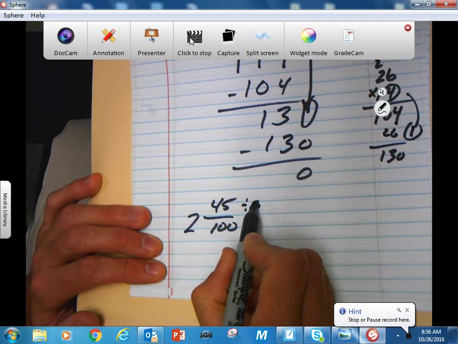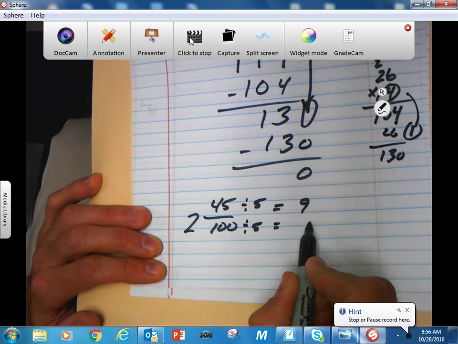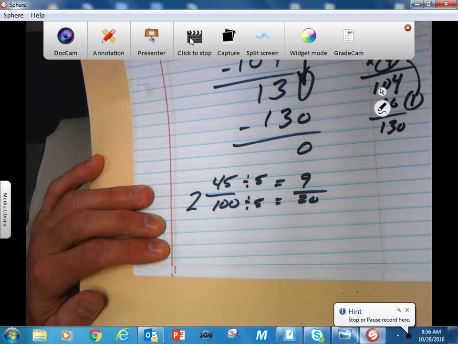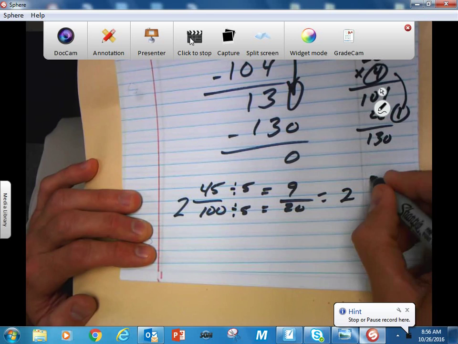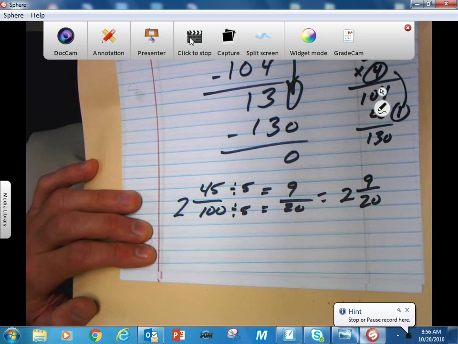45 divided by 5 is 9. 100 divided by 5 is 20. 9/20. So your answer is 2 9/20. 2 9 over 20. All right, nice job. There's your example.